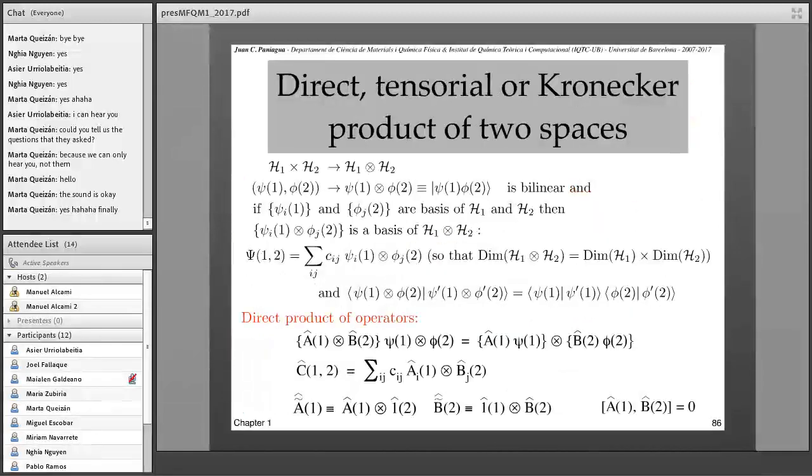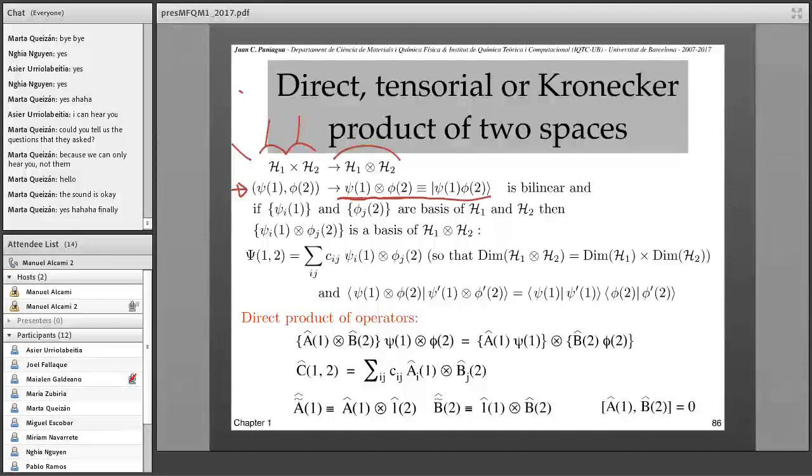Okay? Well, what is a direct product? Direct, tensorial, Kronecker: these are equivalent ways of naming this product. Well, if we have two Hilbert spaces, we define the direct product of these two Hilbert spaces as a new space in which to every pair of vectors of the two spaces we assign a new vector which is written that way, or sometimes that way.